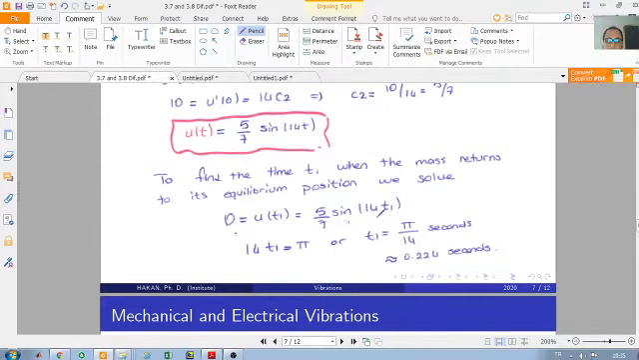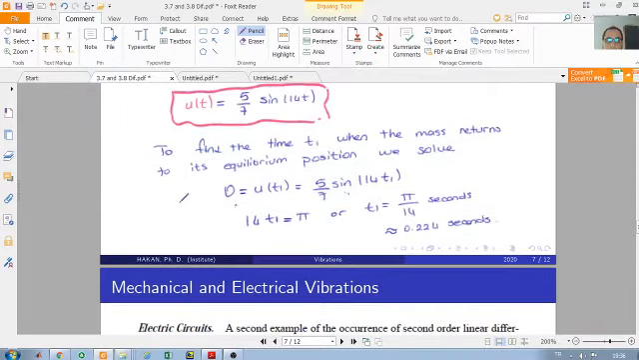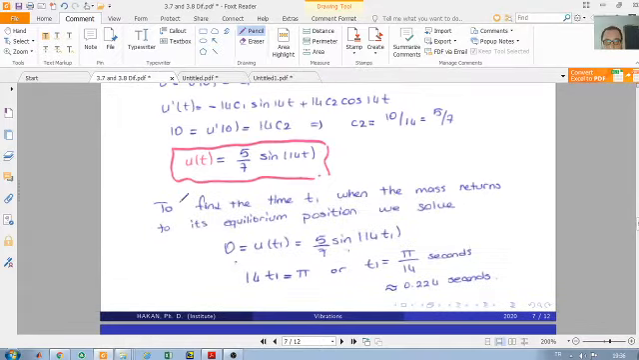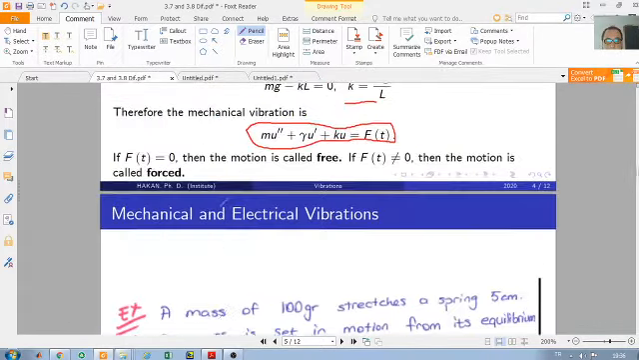So from here, to get 0, sine pi is equal to 0. Therefore 14 times t1 is equal to pi, which means t1 is equal to pi over 14 seconds, which is approximately equal to 0.224 seconds. After approximately 0.224 seconds, the mass will return to its equilibrium position, by using this formula.